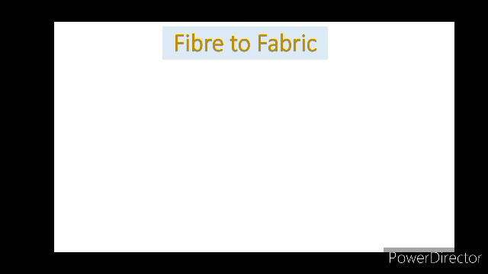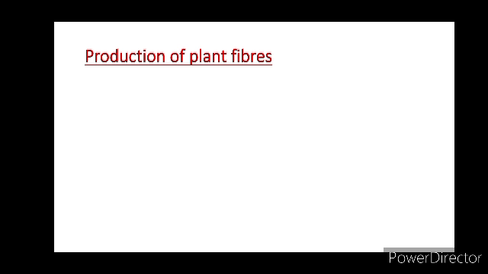So students, we are learning the chapter fiber to fabric, right? In previous classes we have learnt about the history of clothing materials, and we have learnt about fabrics and fibers and some sources of fibers like natural fibers and synthetic fibers, right? Today in this class I am going to teach you production of plant fibers, how plant fibers are produced. So first here, jute.